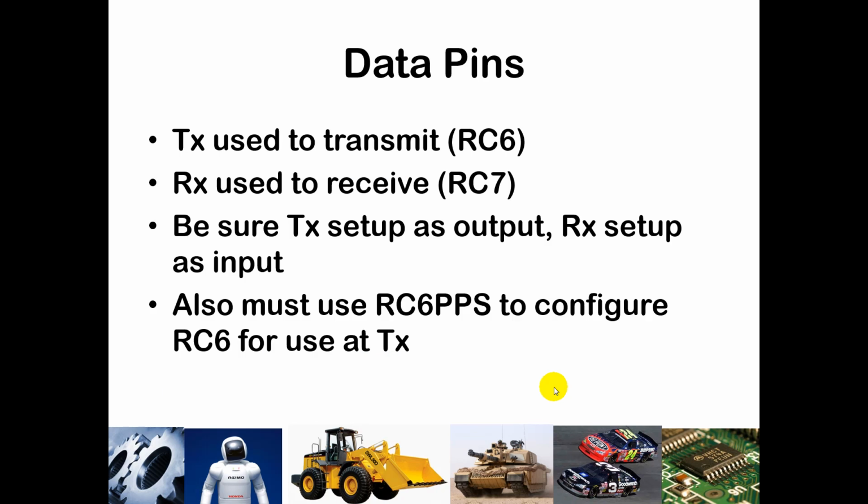The data pins that we will use for serial communication are part of port C. So TX is on RC6, RX is on RC7, and of course we will need to set up things as outputs and inputs. So the transmit will need to be an output, the receive will need to be the input, and then we will also use the RC6PPS to configure RC6 for use of the TX pin. So this is very similar to what we just found out in the motor control lab when we needed to make sure that the PWM bit was set up in the CCP1. So this RC6PPS register does allow us to use the TX pin. So we will make sure that that is set appropriately.